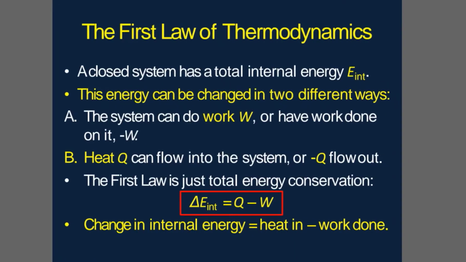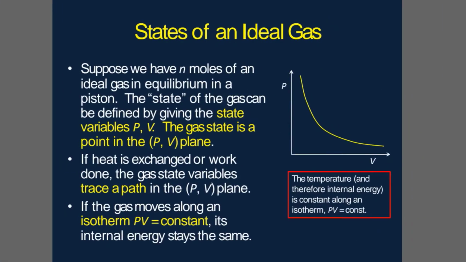The first law of thermodynamics, as I already discussed in the previous video: a closed system has a total internal energy given by E_int. This energy can be changed in two different ways. The system can do work W, or have work done on it, minus W. Heat Q can flow into the system or flow outside of the system, denoted by minus Q. The first law is just total energy conservation, where delta E equals Q minus W. The change in internal energy is given by heat in minus work done.